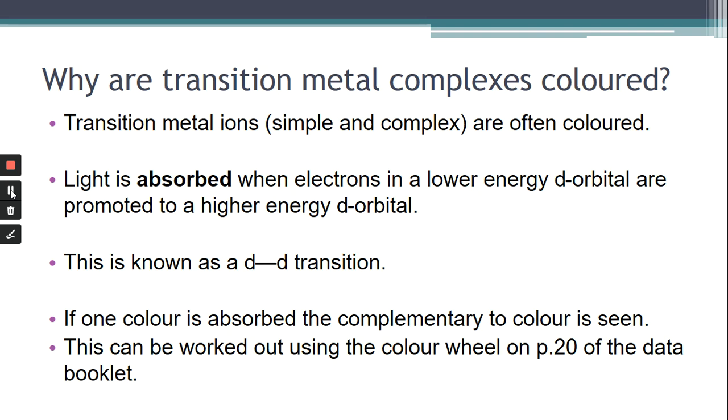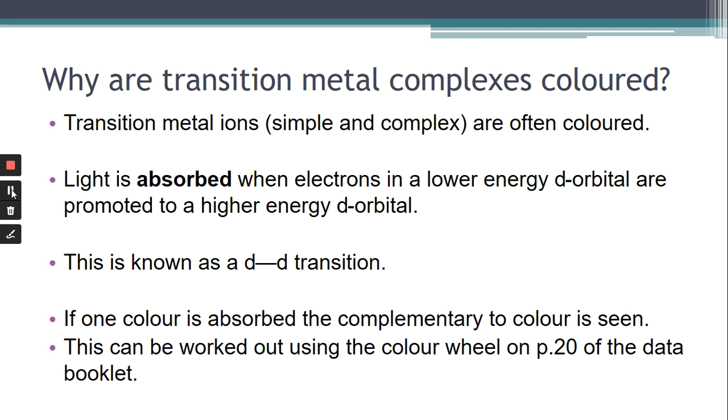So for transition metals, we've got light being absorbed when the electrons in the lower energy d-orbital are promoted to the higher energy d-orbital. We're not talking about why, we're just saying that they can. It's a d-d transition. They're moving from one d-orbital to another, hence d-d, transitioning from one level to the other. We have to remember that whatever colour we see is complementary to what was absorbed.